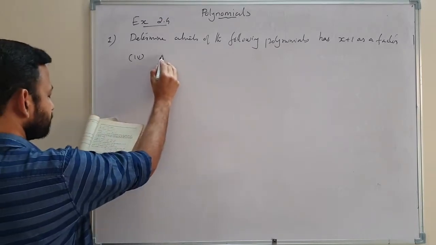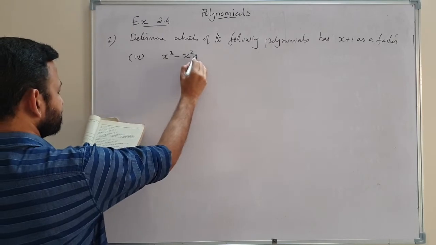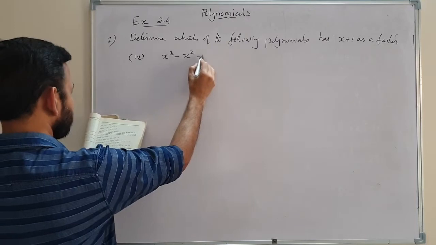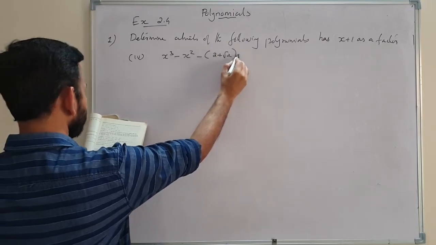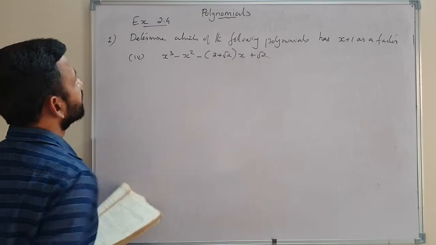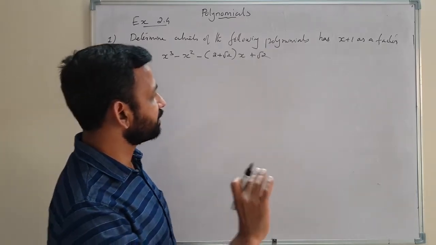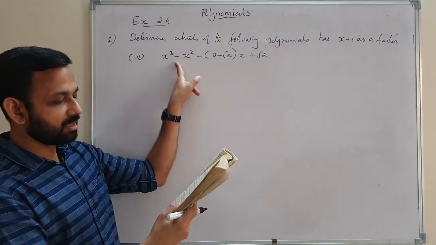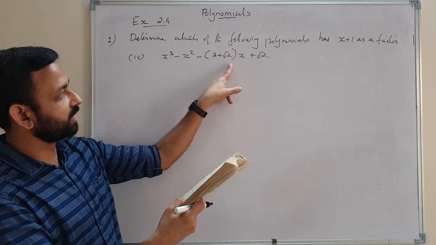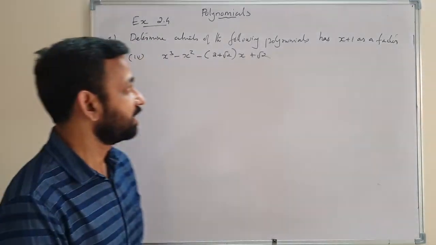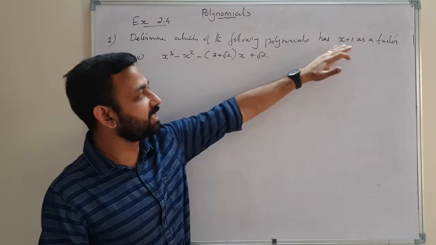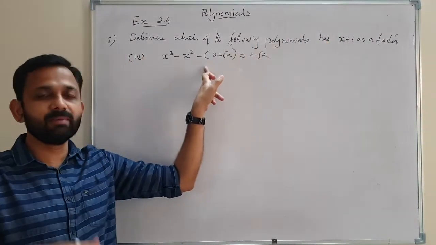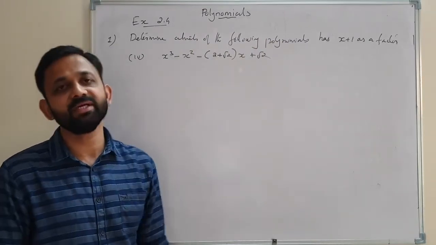Fourth part, x cube minus x square minus of 2 plus root 2 into x plus root 2. So determine which of the following polynomials has x plus 1 as a factor. And x cube minus x square minus 2 plus root 2 x plus root 2. So we want to check whether x plus 1 is a factor of this polynomial. If x plus 1 is a factor of this polynomial, by factor theorem the remainder will be 0.